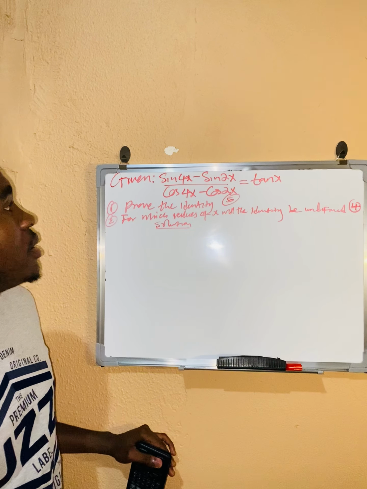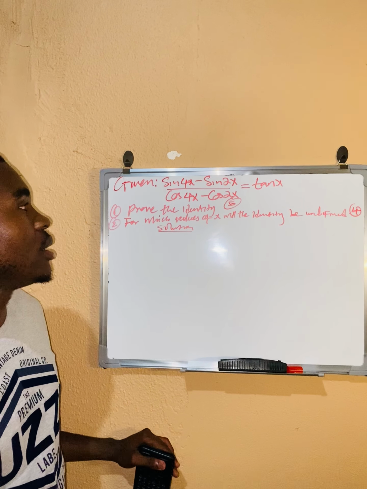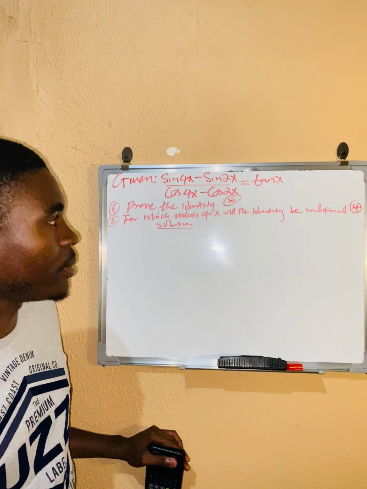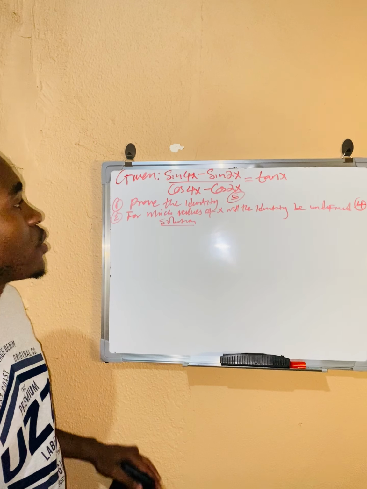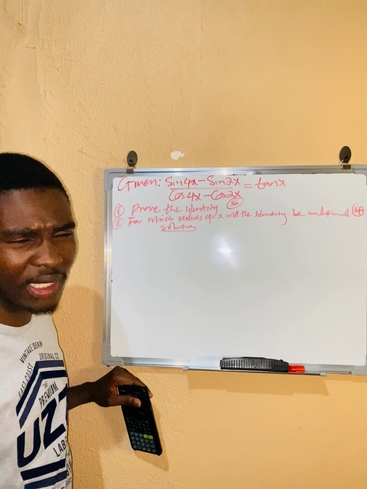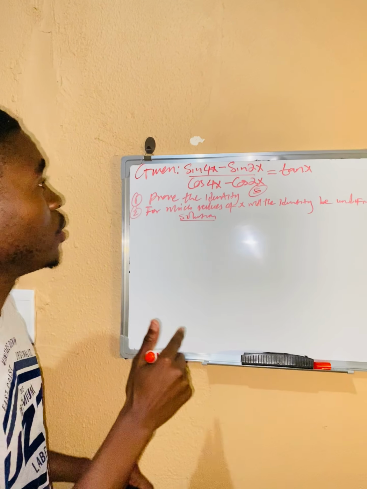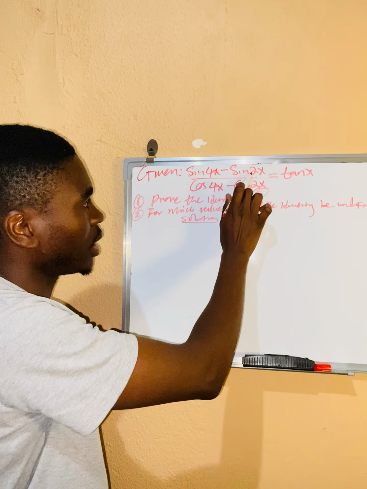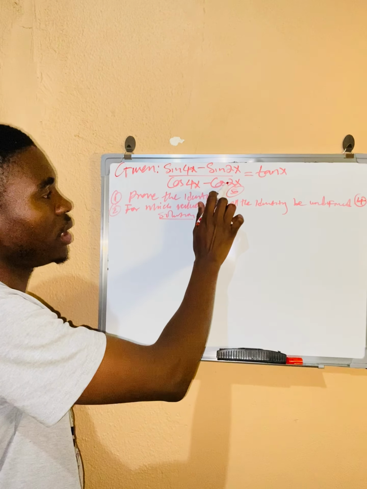We are given a question which says (sin 4x − sin 2x) divided by (cos 4x − 2 − cos 2x) equals tan x. First, we are requested to prove the identity. Now what we're going to do: we have 4 and we have 2 here. This is a double angle. We have 4 and 2, which is the double angle here, of course.